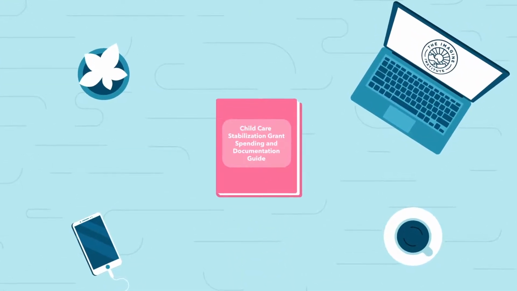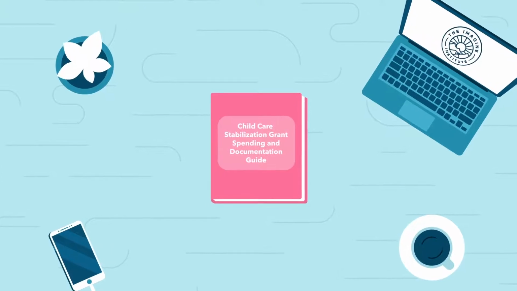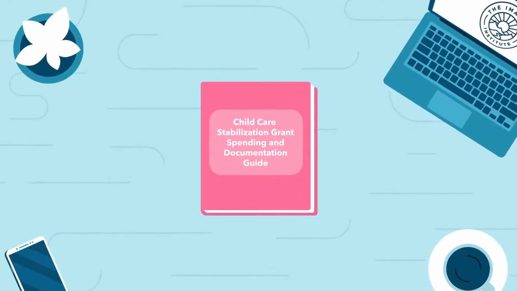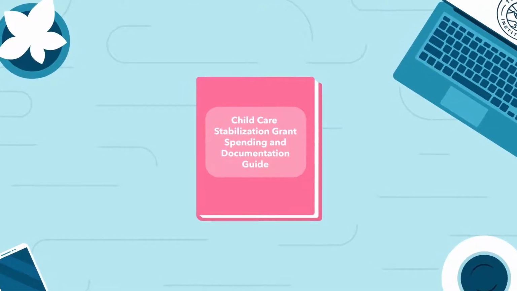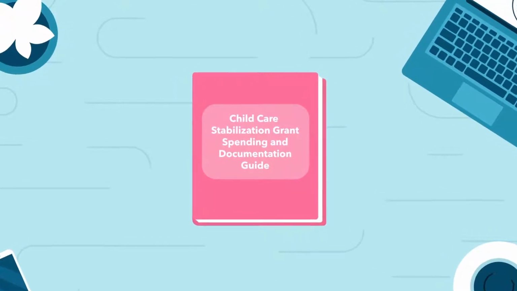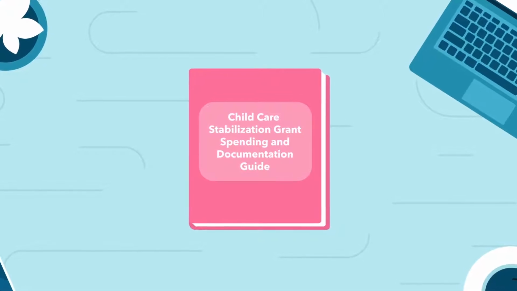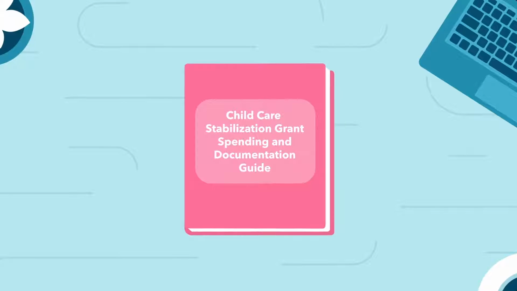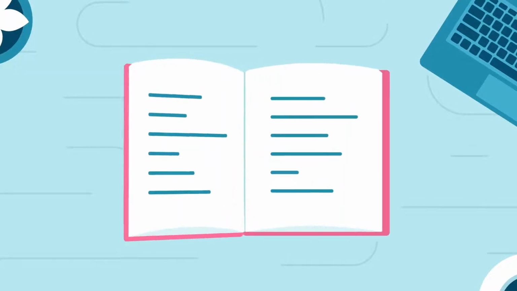This guide looks at some of the different allowable expense categories for the Child Care Stabilization Grant and offers a sample of allowable purchases for each category. It also provides examples of different ways that you can document your expenses. You can use this tool as a way to get ideas for how to spend down your grant amount.